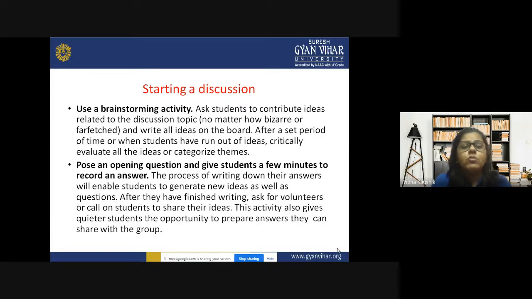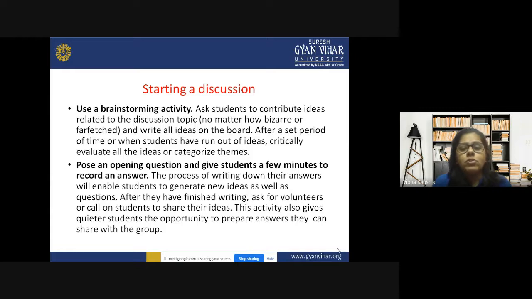Starting a discussion, use a brainstorming activity. Ask students to contribute ideas related to the discussion topic, no matter how biased or far-fetched, and write all ideas on the board. You have to prepare a list on the board where you write all the ideas being shared by the students. After a set period of time, or when students have run out of ideas, critically evaluate all the ideas or categorize them into different things.